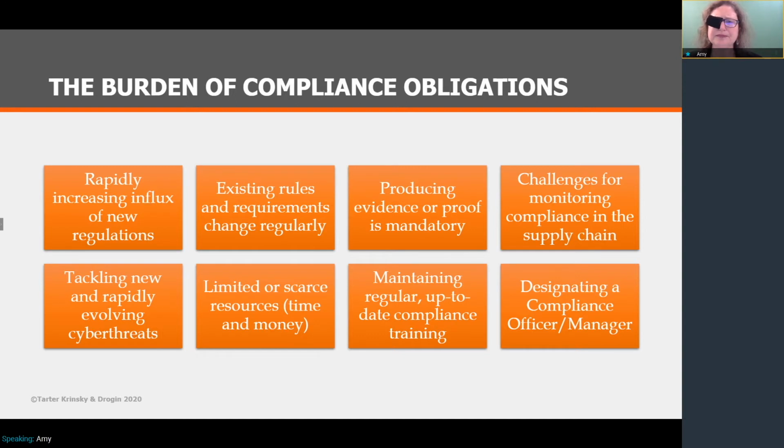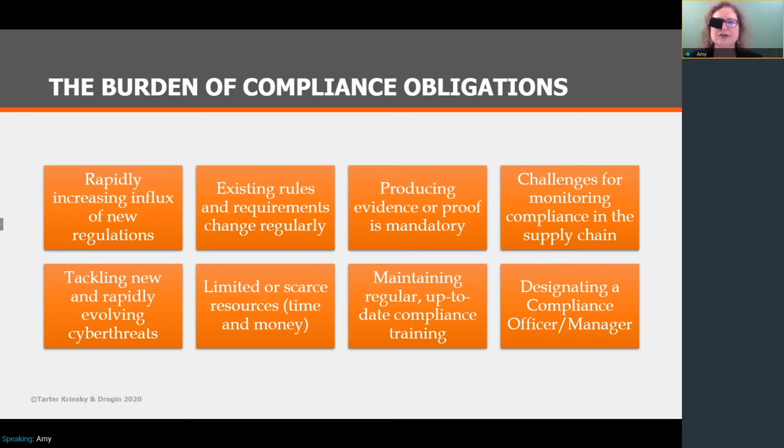And these rules and regulations and requirements, they change regularly. So one part of our job is to make sure we understand the existing rules and the amendments. And sometimes, if there is a hack, you have to be able to produce that evidence trail. So your systems have to be built so that the evidence is there for you to easily access.